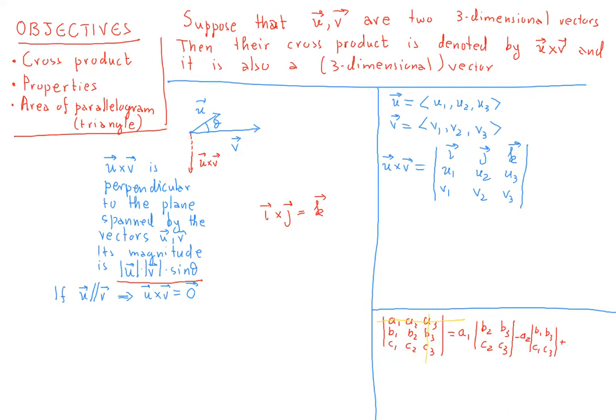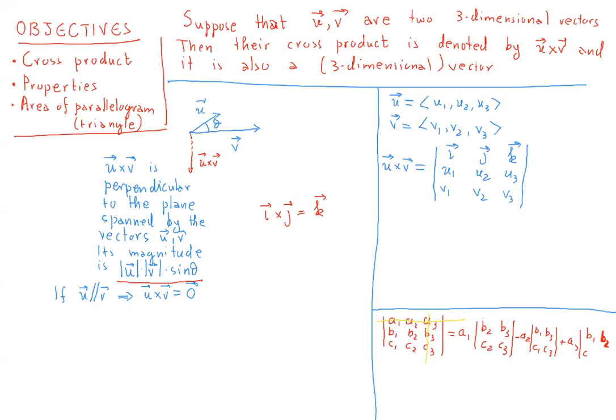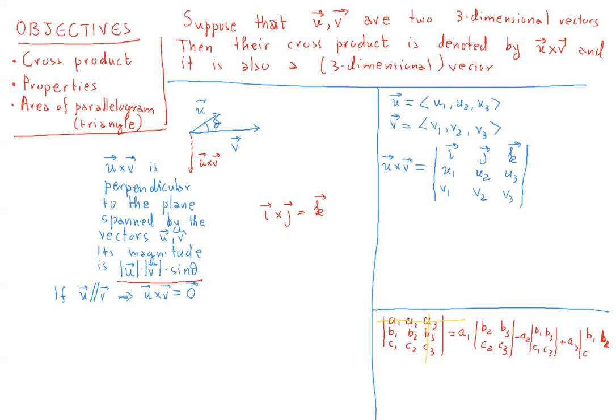So here you will put A3 times B1, B2, C1, C2. My apologies. It seems that I keep pressing the button for the new page. So that's what it is.